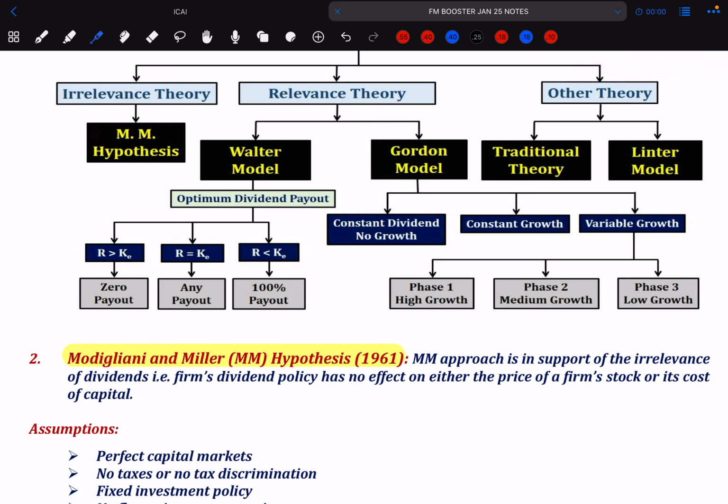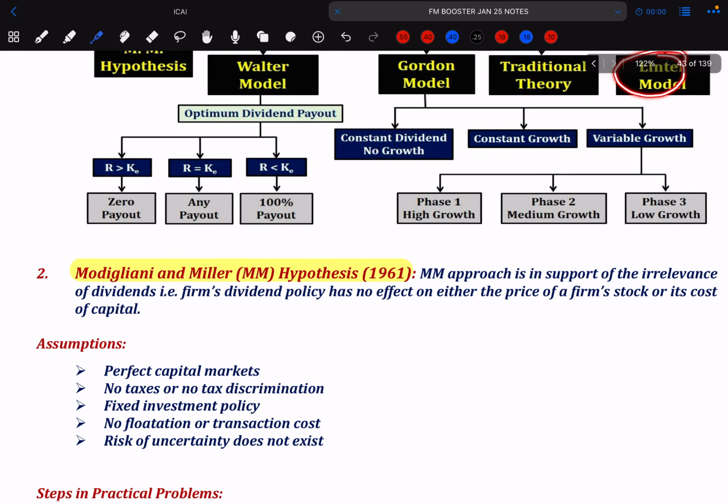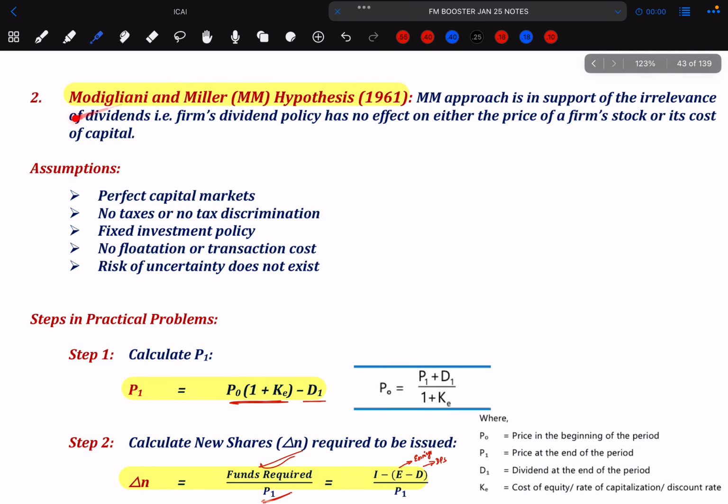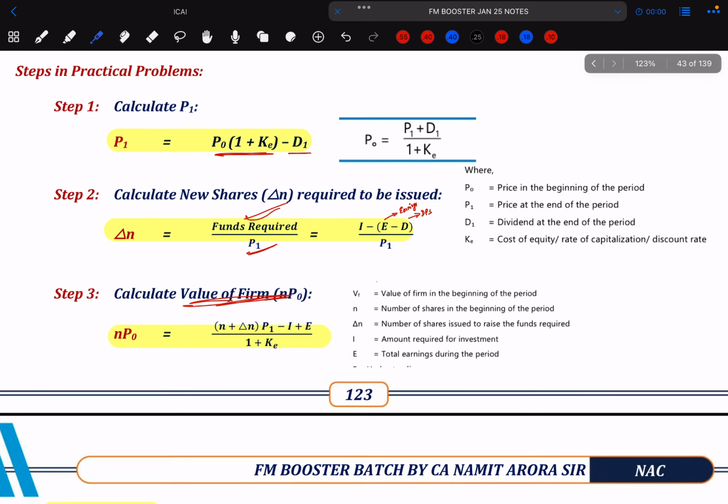And when it comes to relevance, Walter and Gordon, and the other theories are traditional, gradient or something, and the Lintner one. Okay, so we'll study theory first. In theory there's nothing, this and all last day you just study, Romit, you'll understand.